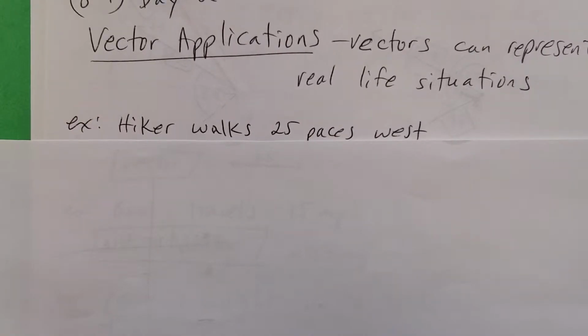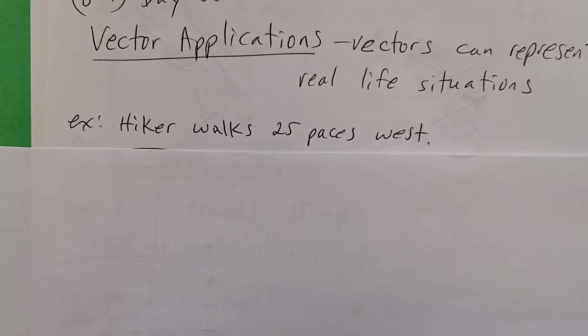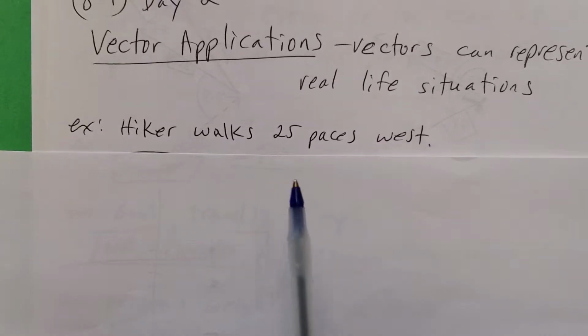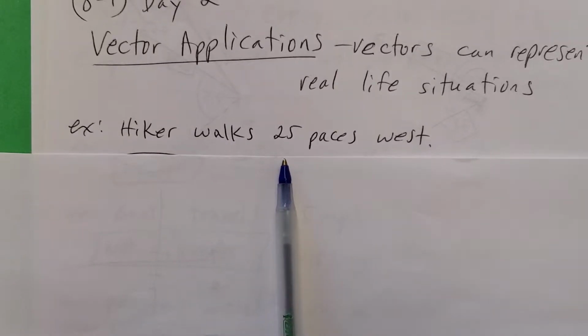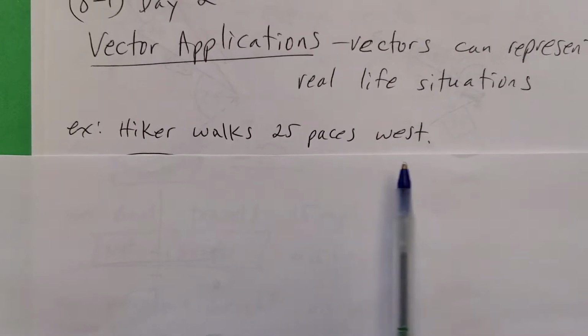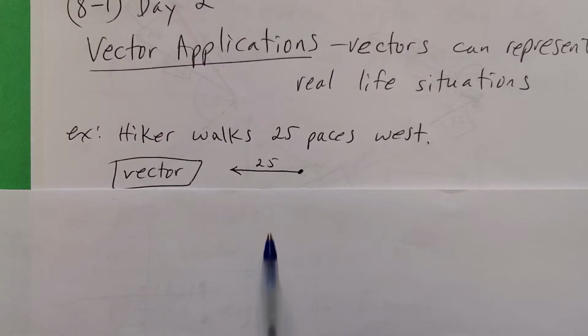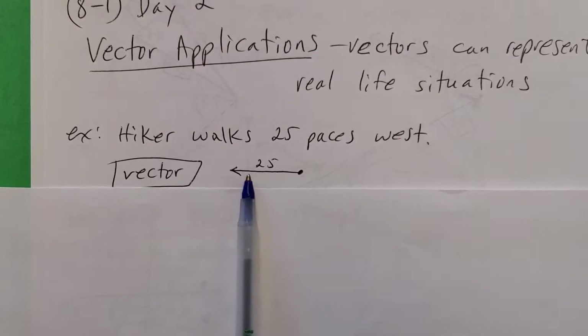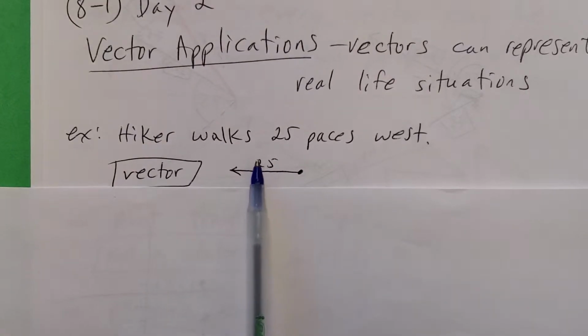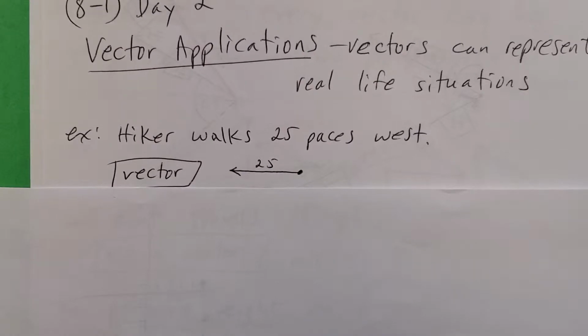For example, a hiker walks 25 paces west, right? So we have a number for the magnitude, how far, and we have a direction. So yeah, this can be a vector. And if I had to draw it, this would be it: to the left, because that's west, and the number 25 on top of it, because it's 25 long.